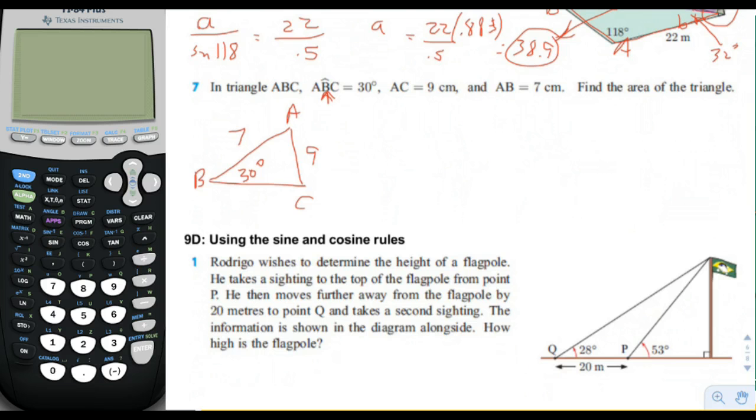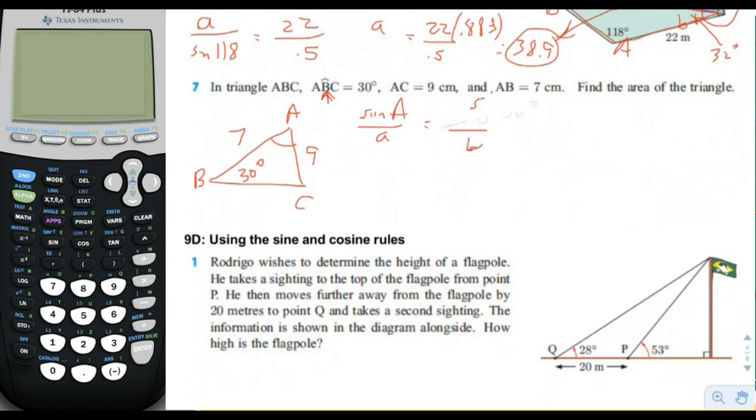Now, if we had known this angle here, then we would be able to use the formula 1/2 ab sine C. But since we don't know that angle, maybe we'll be able to figure it out using the law of sines, especially since this chapter is about law of sines. So sine A over a is equal to sine B over b. Let's see if that helps us figure it out. So let's say that sine B is 30 degrees, right? Sine of 30 degrees.